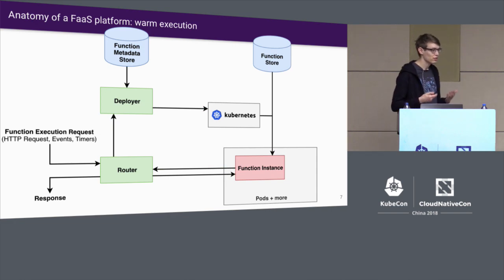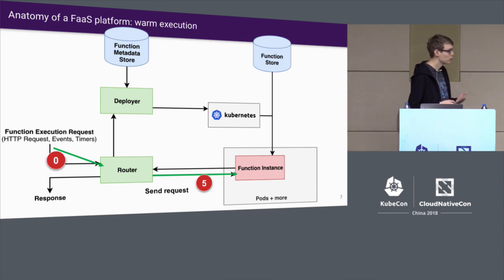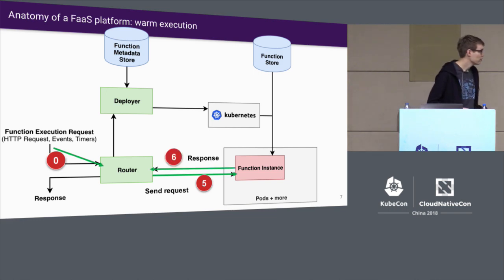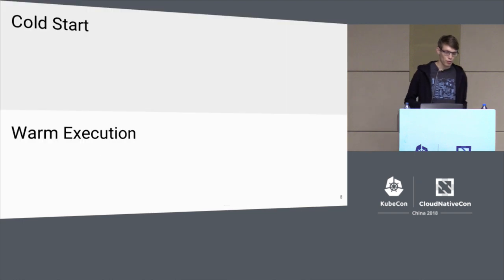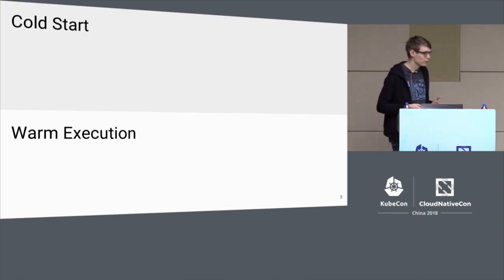I don't think it really has a name, but I'm just going to call it a warm execution. And here, of course, the function instance is already available. So that's really ideal, because then you can simply forward the request immediately to the function instance and get back the response to the user or service that's waiting. So maybe it is better to look from a performance perspective at what is actually involved in these two cases.